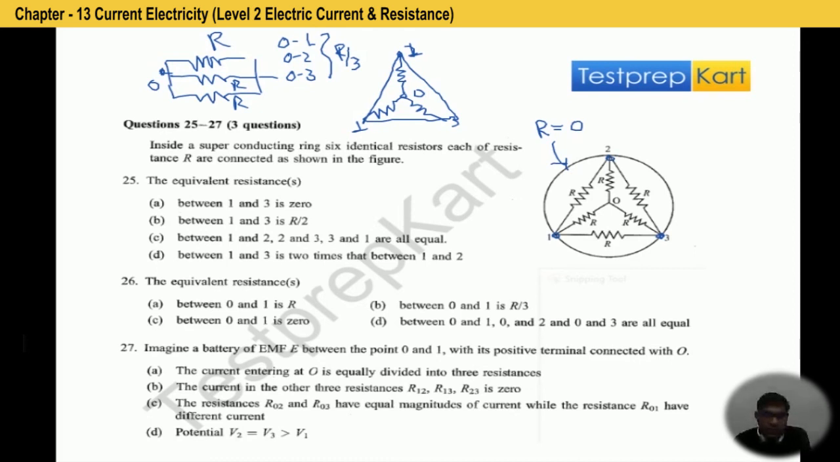So definitely we'll look between point 1 and point 3. It is short circuited, so net resistance is 0. Next, 1 and 3 is R by 2, it is not right.